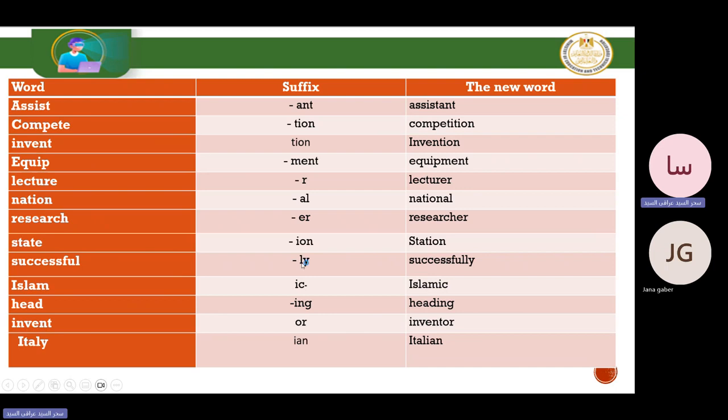Successful as an adjective, by adding ly becomes an adverb, successfully. Islam, with adding ic, becomes Islamic, an adjective. Head with ing becomes heading. Invent with or becomes inventor. And at the last, Italy with ian becomes Italian.